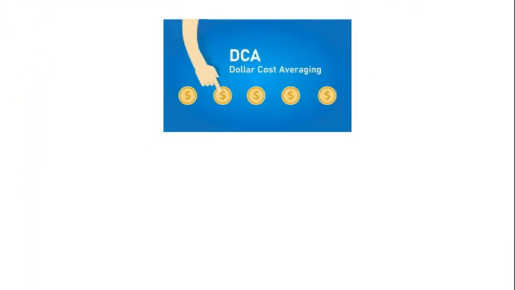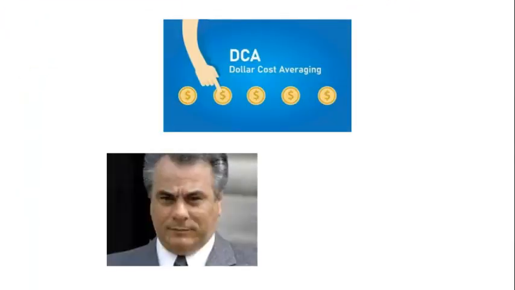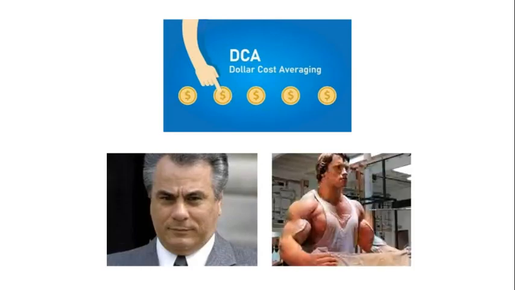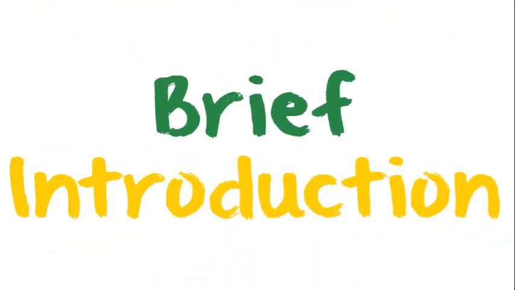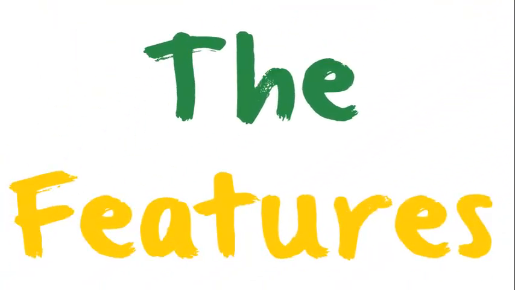So you want to think of dollar cost averaging, meet John Gotti and Arnold Schwarzenegger, very organized and on steroids. That concludes a brief introduction. The features.